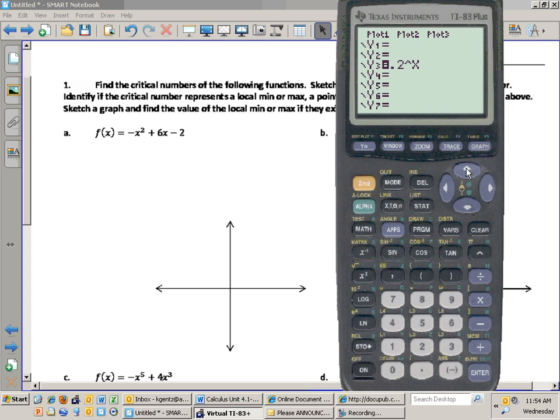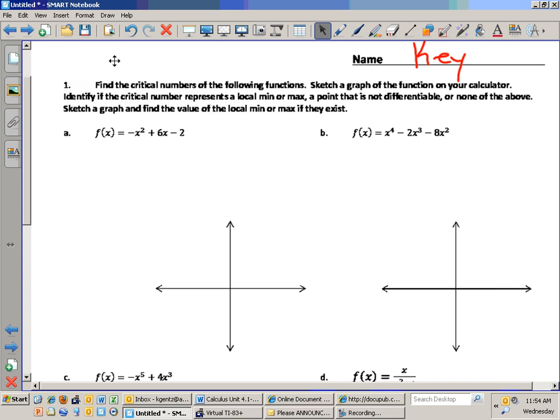But the reason why I want you to graph them is so that you can get a visual representation for whether or not it has a local min or max. Just because there's a critical point or just because the derivative is equal to 0 doesn't necessarily mean that there is a local min or max. Okay, so we see that graph. I'm just going to sketch a very generic graph like that.